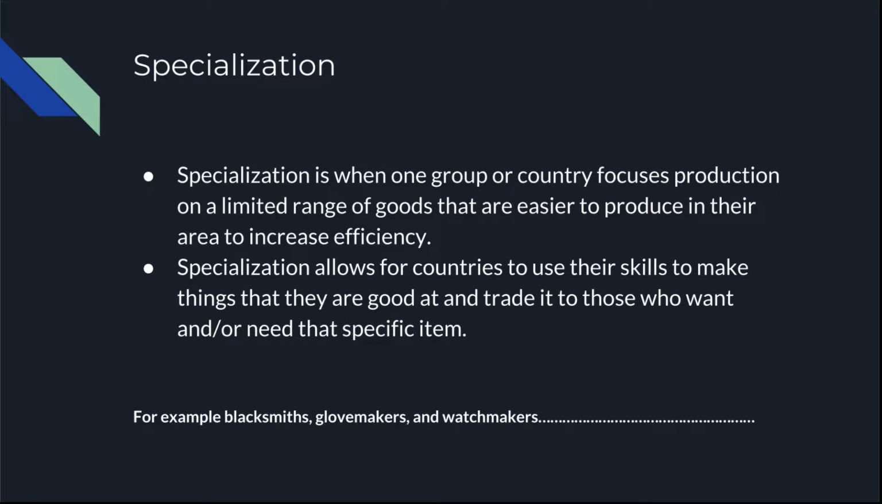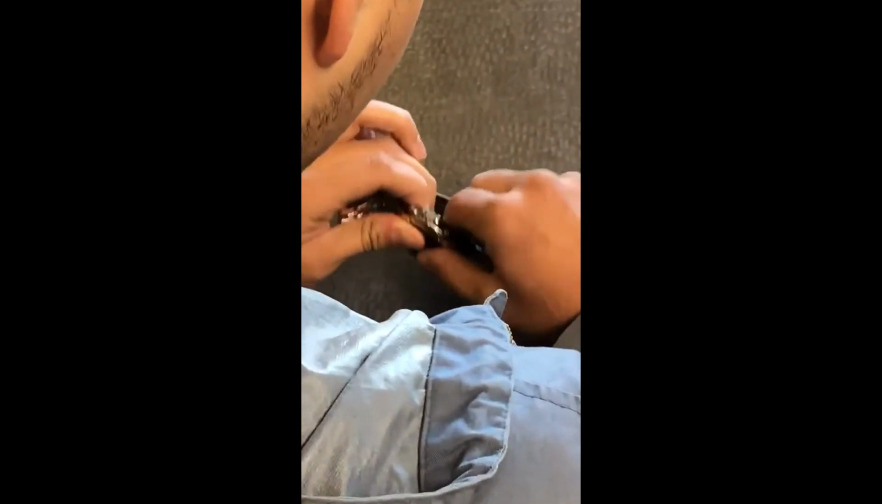So, specialization. Specialization is when a group or country focuses production on a limited range of goods or services that are easier to produce in their given area to increase their efficiency. Specialization allows countries to use their skills to make things they are good at making and trade it to those who both need the product and also who have products that they need themselves. Specialized classes, for example, would be blacksmiths, glove makers, and watchmakers.